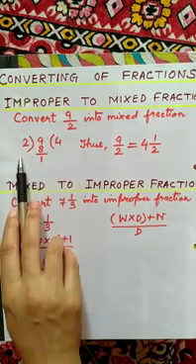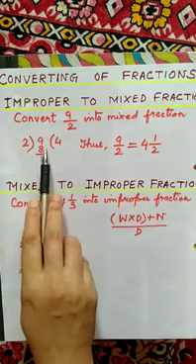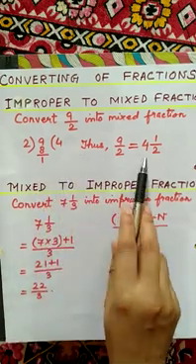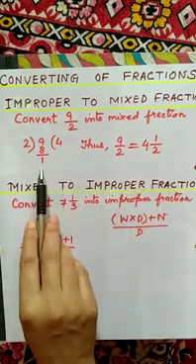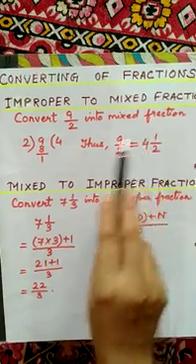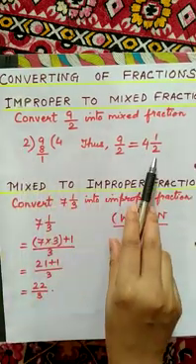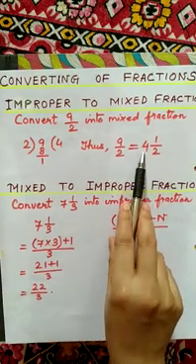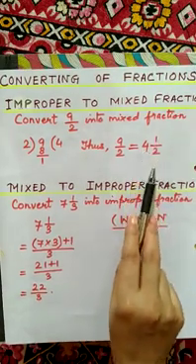9 by 2, we divide by 2, 2 fours are 8, 1 is the remainder. So this 4, the quotient, will become your whole number, the remainder will become the numerator and the divisor will become the denominator. So we have a new fraction here, mixed fraction, that is 4 1 by 2.